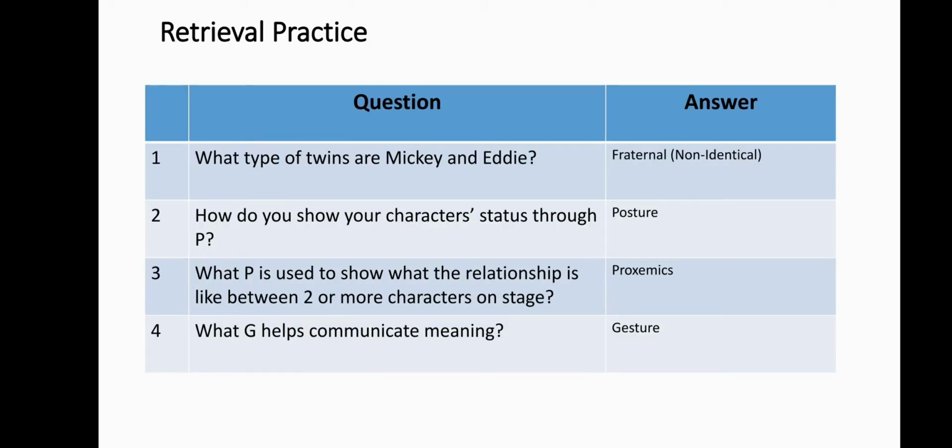And here are the correct answers. Number 1. What type of twins are Mickey and Eddie? The answer is fraternal or non-identical. Number 2. How do you show your character's status through P? The answer is posture. Number 3. What P is used to show what a relationship is like between two or more characters on stage? The answer is proxemics. And number 4. What G helps communicate meaning? The answer is gesture.